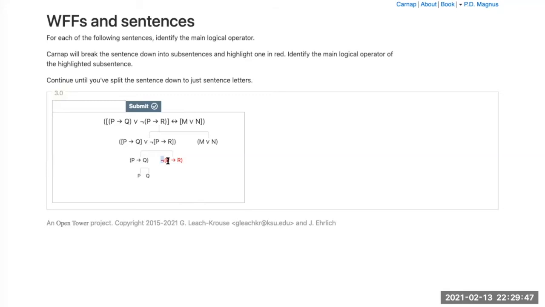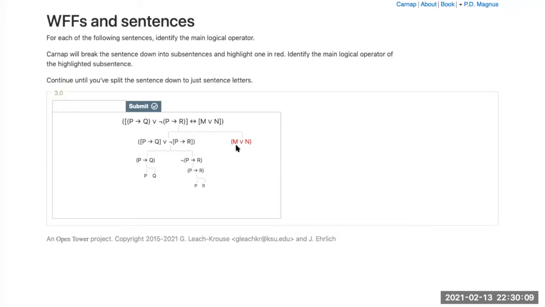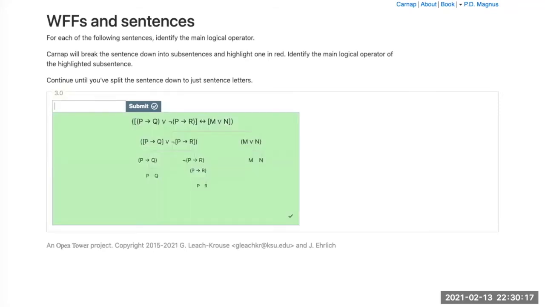Now, the highlighted part is this, not P arrow R, and the main logical operator of that is the negation. The negation is working on the whole thing in parentheses. So we enter negation. It splits it. So we get P arrow R, where the main logical operator is the arrow. And now Carnap's highlighted over on the right-hand side, where the main logical operator is the disjunction. And now it's turned green.